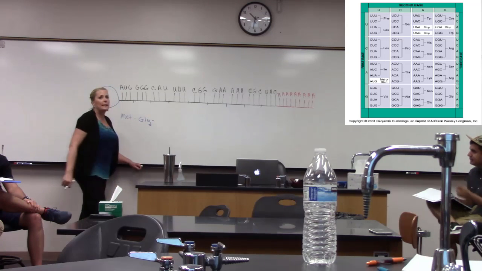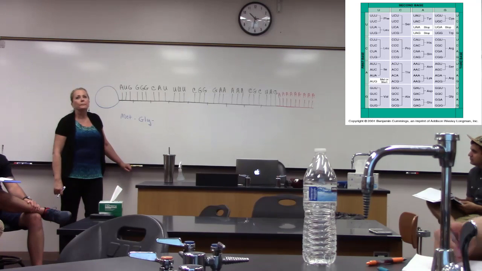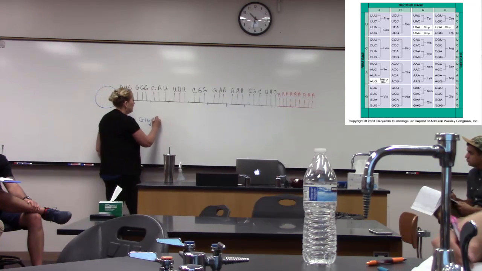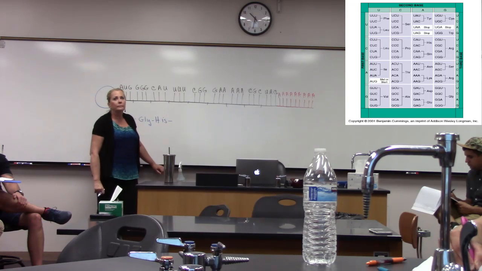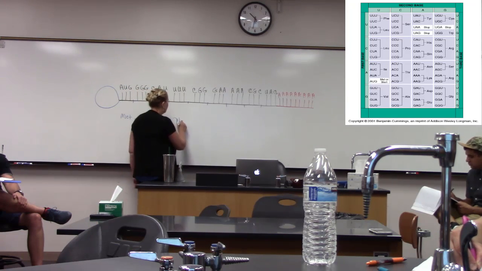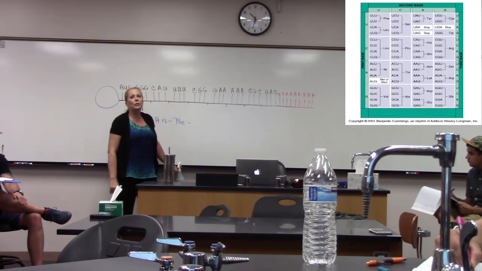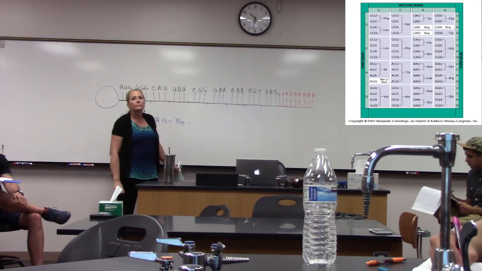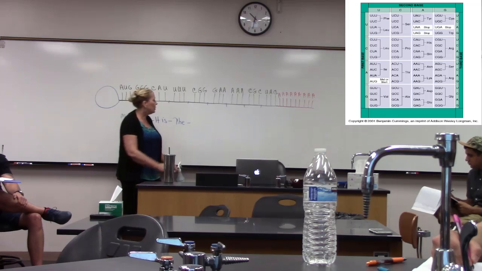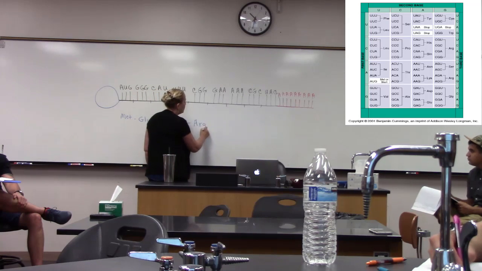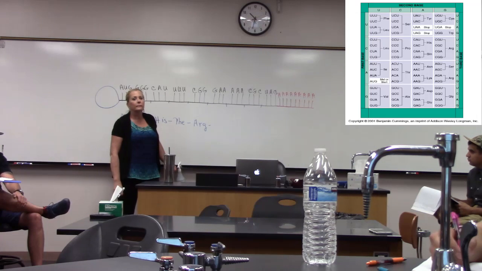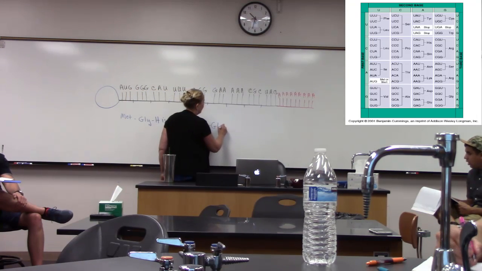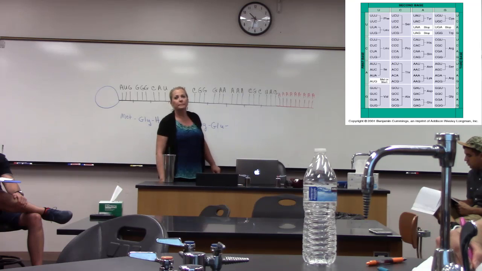And what about CAU? His, which is histidine. And UUU? Phenylalanine. And CGG? Arginine. And GAA? Glutamine. And AAA?